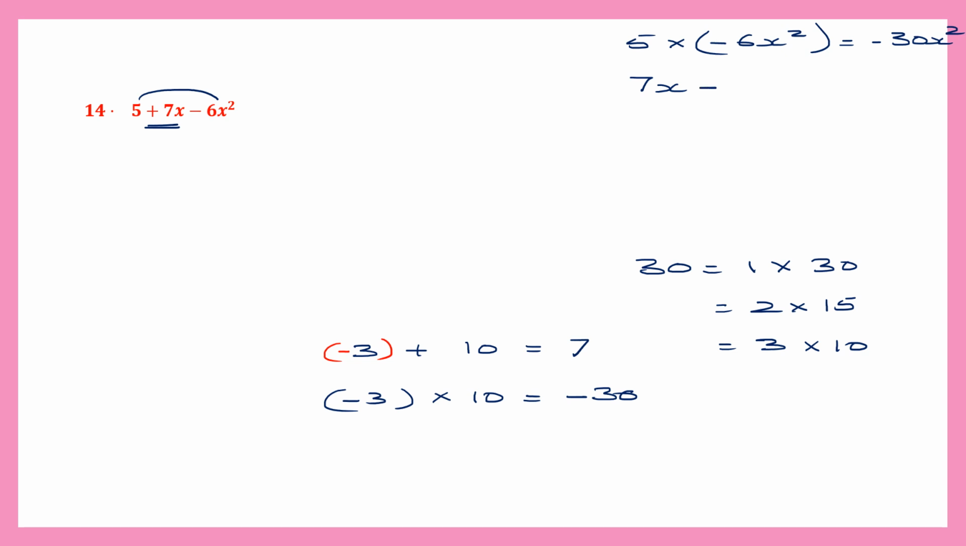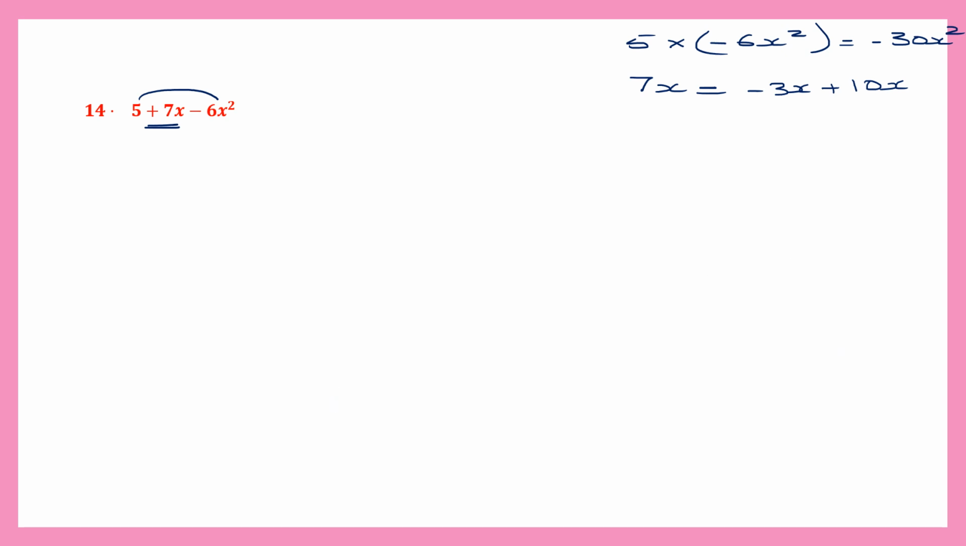So let's write that there. Minus 3x plus 10x. This will give us plus 7x. So now the first one will be the same. 5 will remain the same. 7x we have split into minus 3x plus 10x. And the next one is minus 6x². Let's take the first two terms and the next two terms.